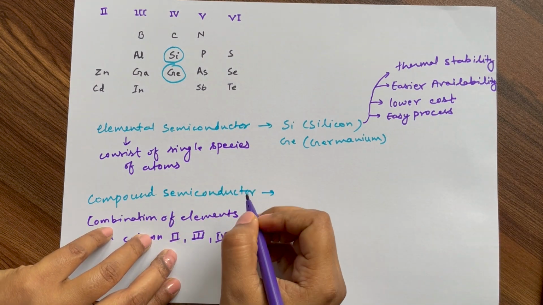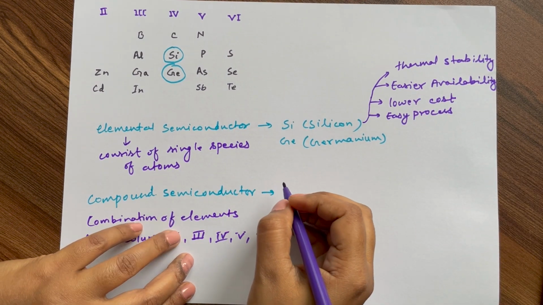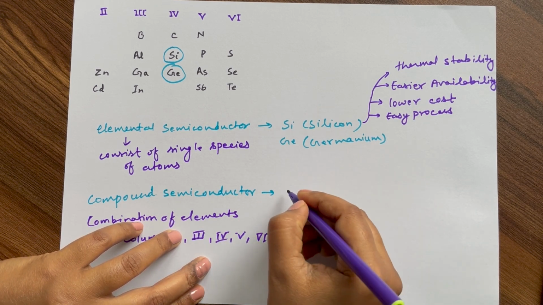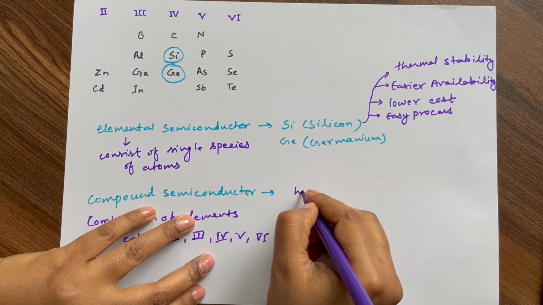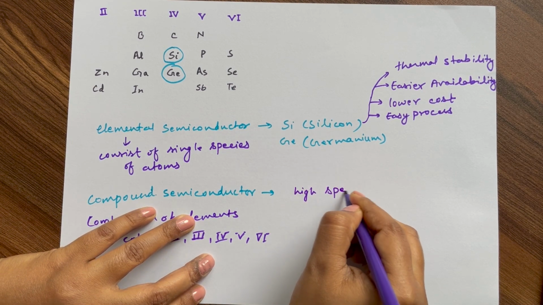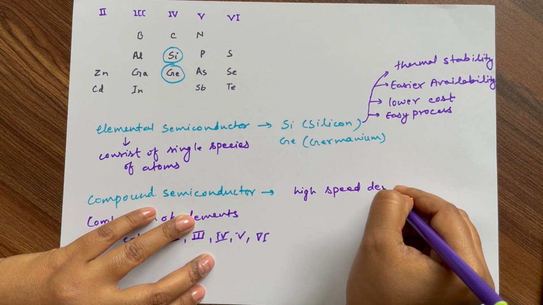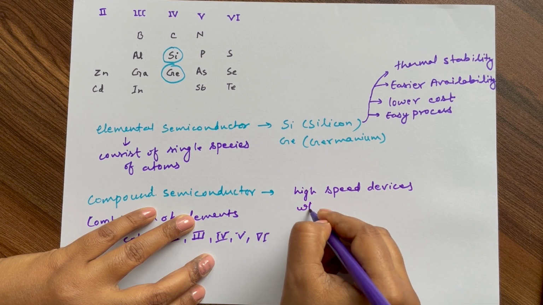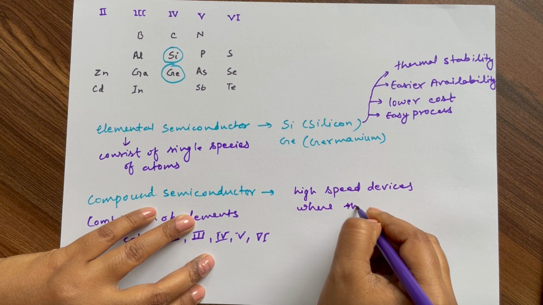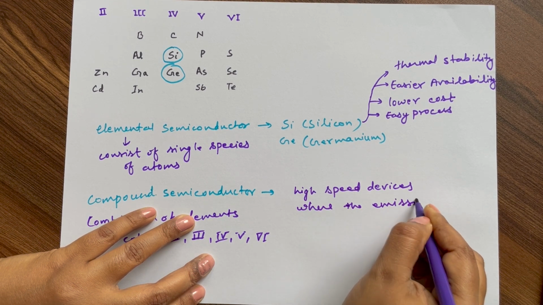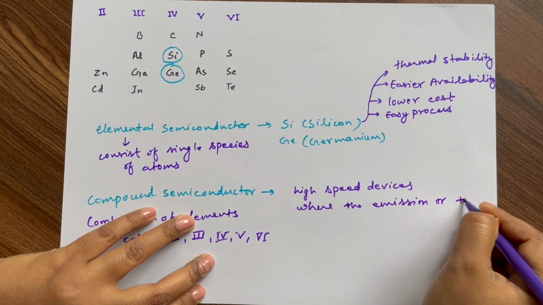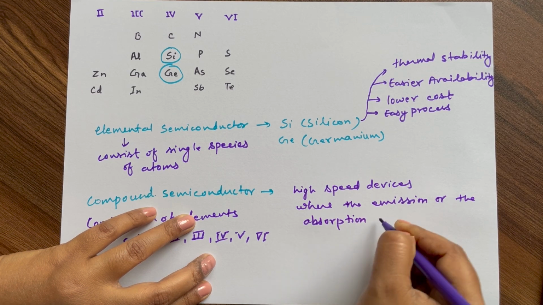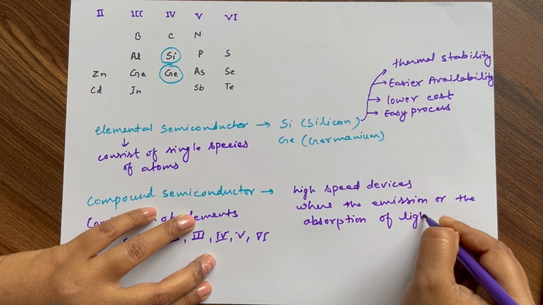Compound semiconductor is used where high-speed devices are required and where emission or absorption of light is required. So first one is where high speed devices are required, and the second one is where the emission or the absorption of light is required.